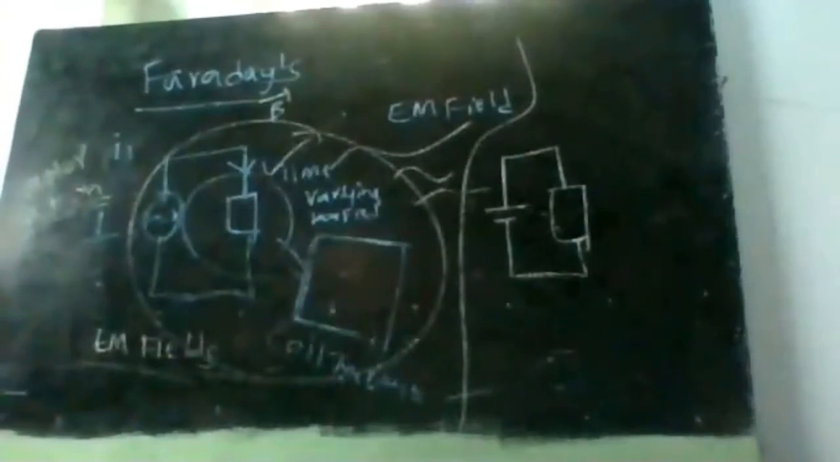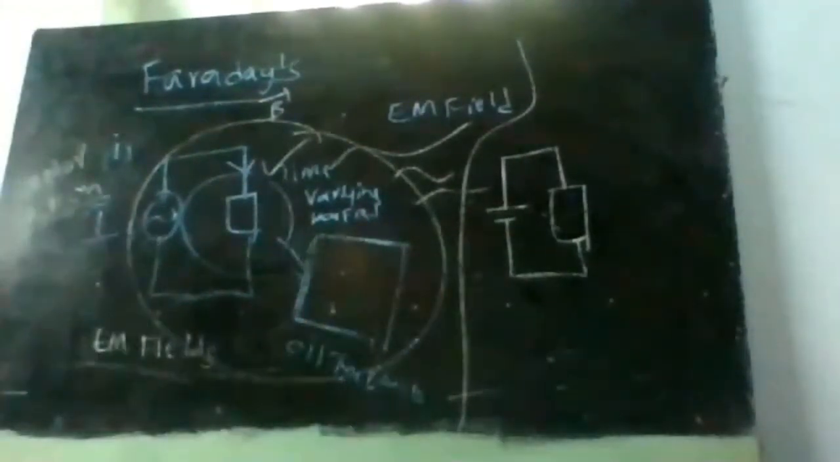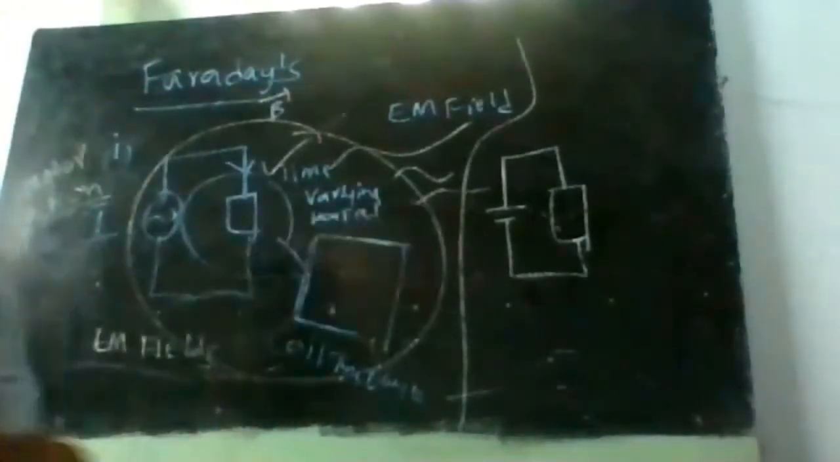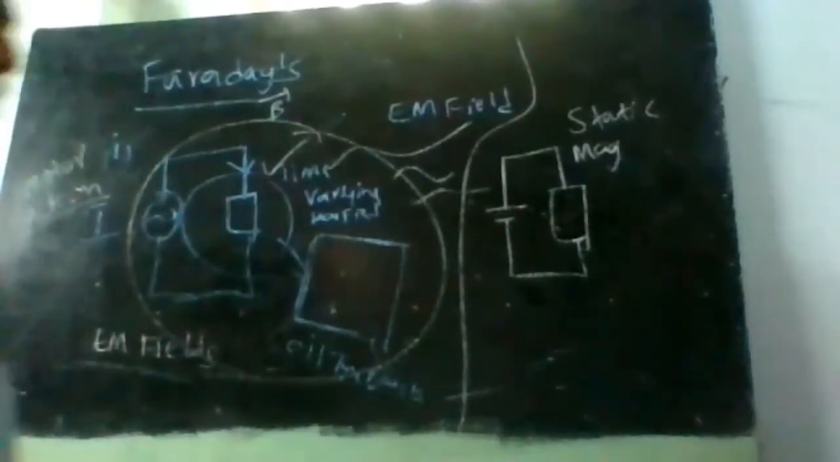So here, for example, we have a DC current applied to a current carrying conductor. We have studied that whenever we apply DC current through a current carrying conductor, we get a magnetic field. This magnetic field is static in nature. It is not time varying, it is a static magnetic field.